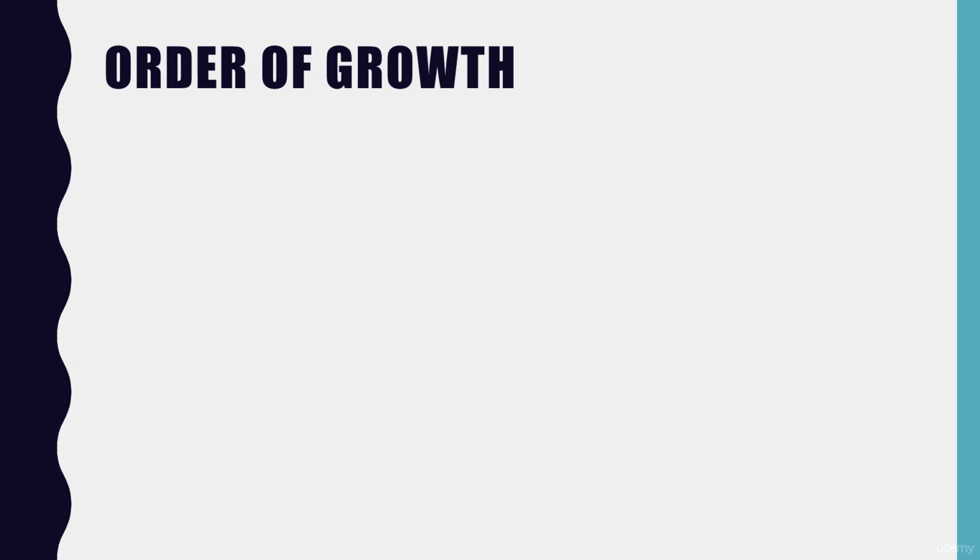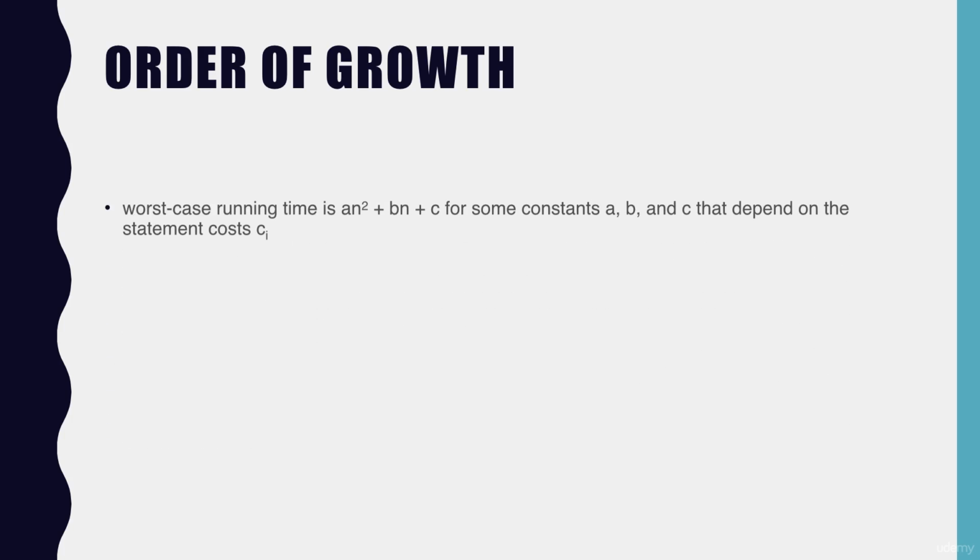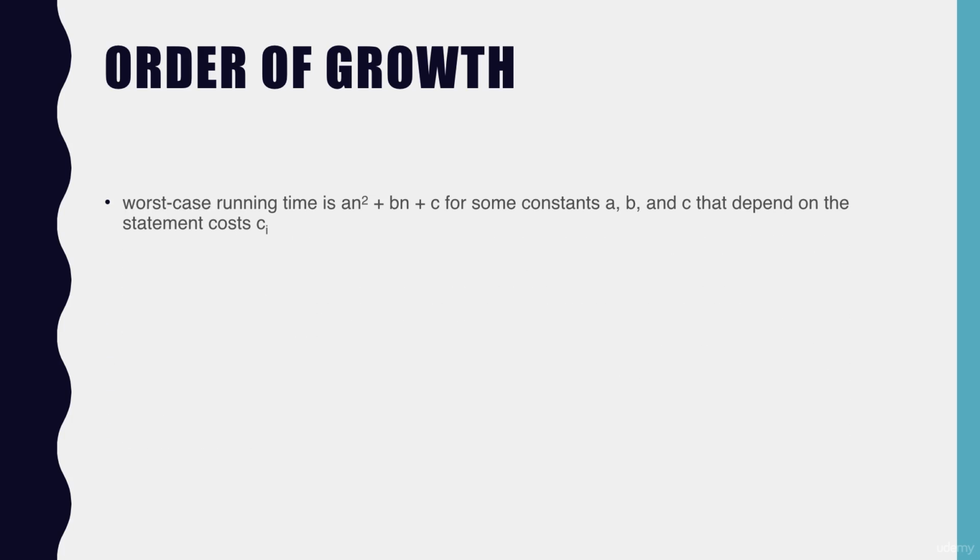We use some simplifying abstractions to ease our analysis of the insertion sort procedure. First, we ignore the actual cost of each statement using the constants Ci to represent these costs. Then, we observe that even these constants give us more detail than we really need. The worst case running time is an square plus bn plus c for some constants a, b and c that depend on the statement costs Ci. We thus ignore not only the actual statement costs but also the abstract costs Ci.